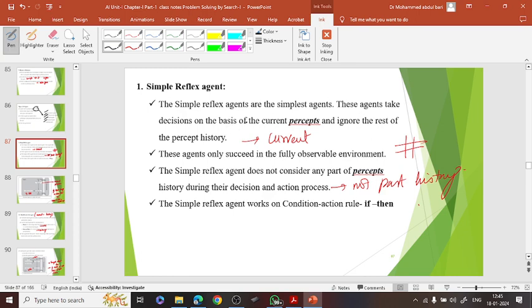This agent takes decisions based on the current situation, based on what the percepts tell, or what the sensors tell. These agents only succeed fully when they work in a fully observed environment. What do you mean by fully observed? Like when you are moving in a car, you can observe the environment fully, or in your home, you can observe the environment of your house fully. You can tell which item is available at which place.